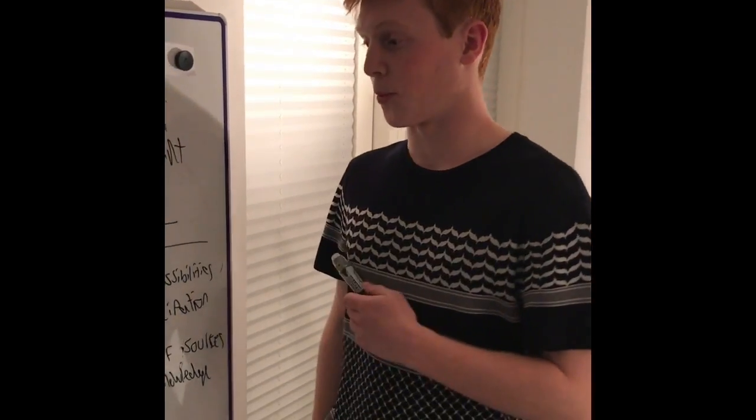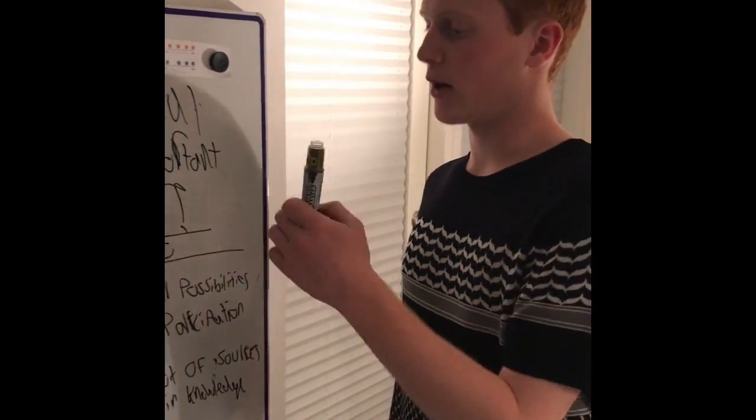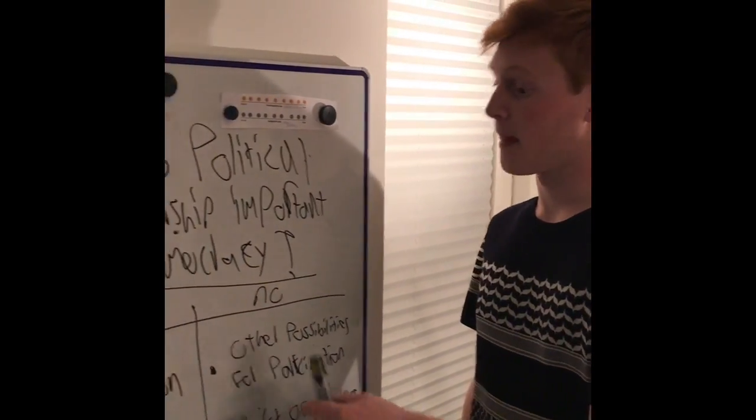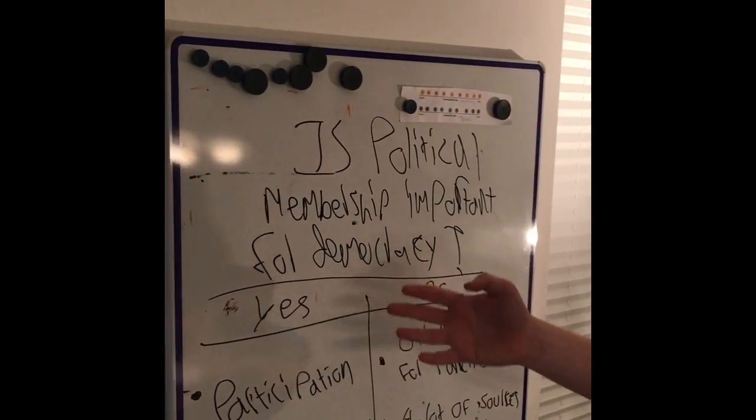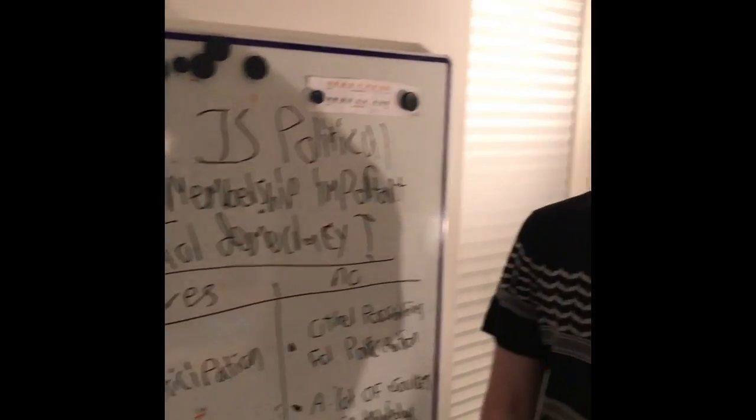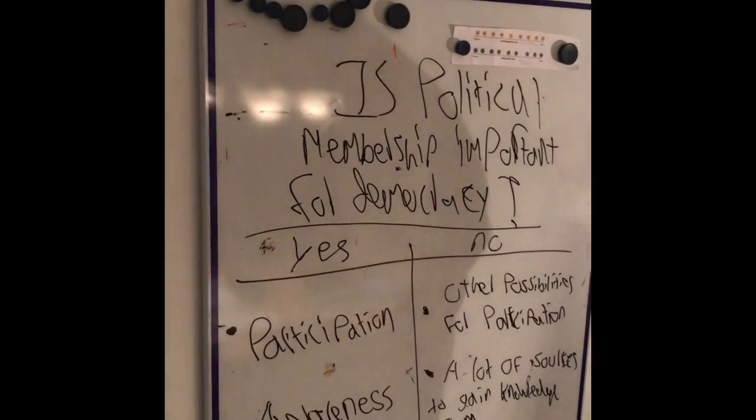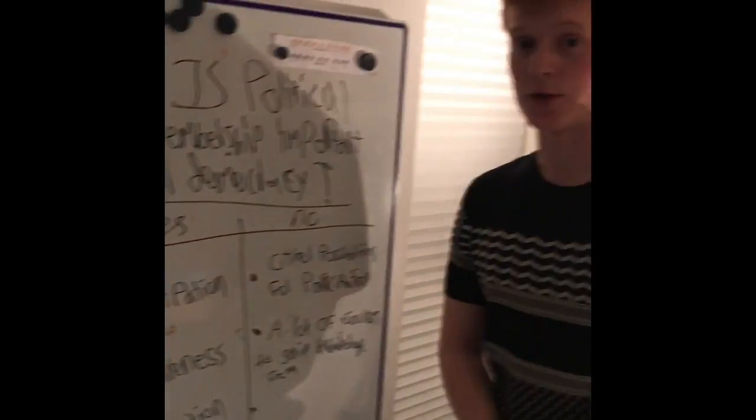Question number 3, the discussion. Is political membership important for democracy? I've created some pros and some cons. Starting off with the pros, saying yes, it is important. We have participation. Participation is an essential object in democracy. It's the people ruling. Therefore, it is very important for everyone to participate so that the people in the country can get the society that they want, with the rules that they want and the laws that fit them.